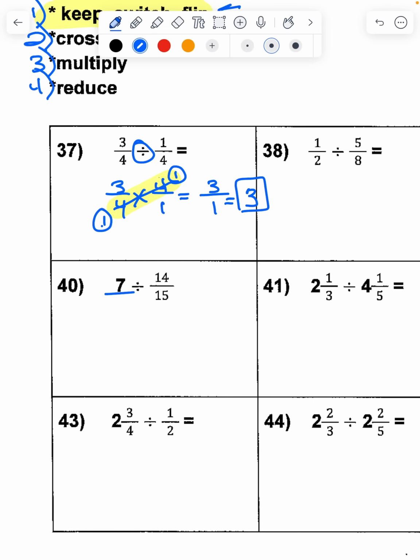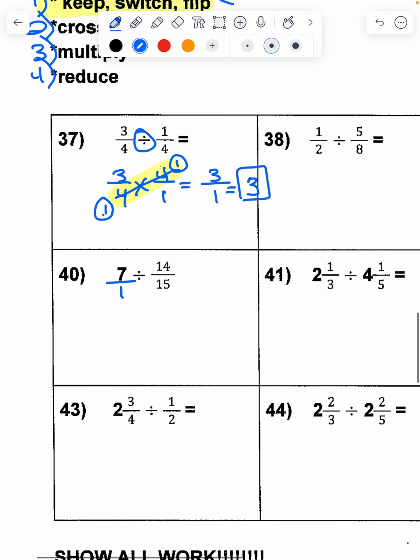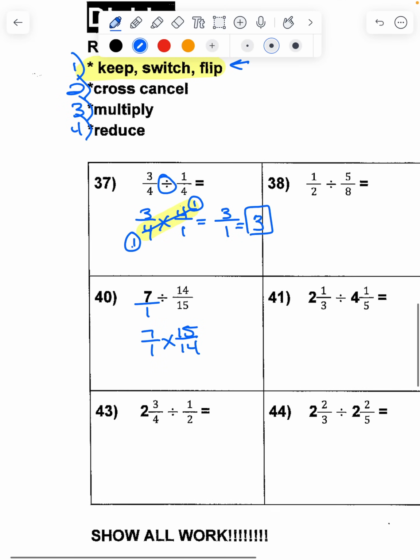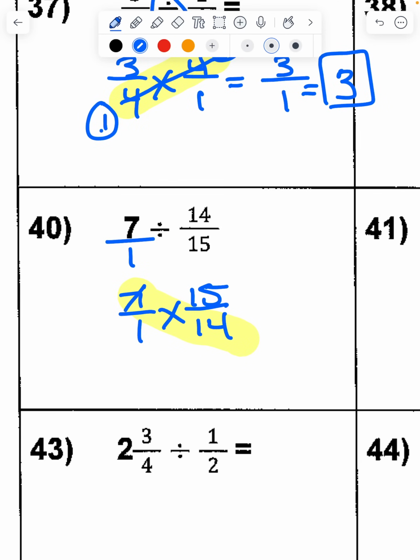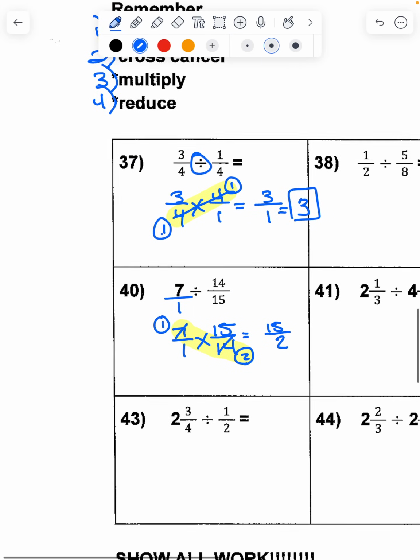Okay, I'm gonna jump. Anytime you see a whole number, you put it over 1. So 7 is the same as 7/1. If you do 7 divided by 1, we still get 7, okay? We're gonna keep that first fraction the same, switch the sign, flip the second fraction. That's step 1. Step 2, cross cancel if you can, and I know we can because 7 goes into 14 evenly. So I can cancel 7 goes into 7 once, 7 goes into 14 twice, and then we're going to multiply straight across. 1 times 15 is 15, 1 times 2 is 2.